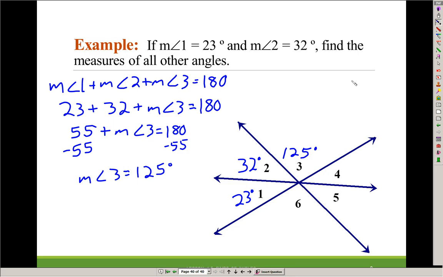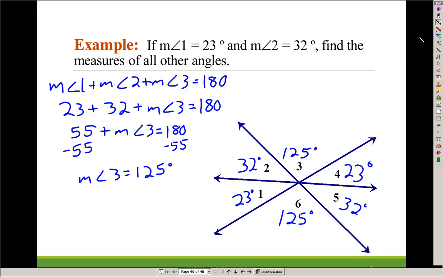And then I can see vertical angles happening 3 times. Angle 1 and angle 4 are vertical. They make a bow tie. So angle 4 has to be 23 degrees. Angle 2 and angle 5 make a bow tie. They're vertical angles. So angle 5 has to be 32 degrees. And then angle 3 and angle 6 make a bow tie. So 125 degrees there. Vertical angles are the same, so we'll use those. That's congruent things, parts equal each other.